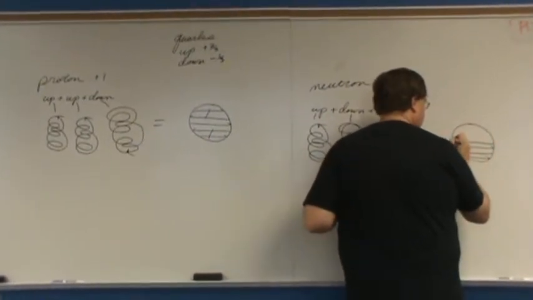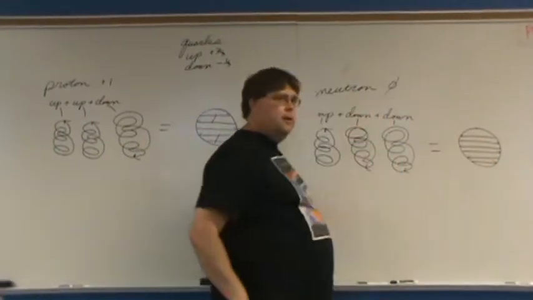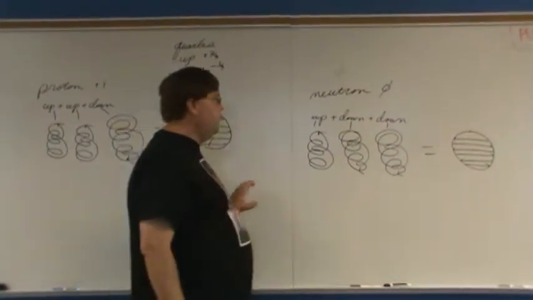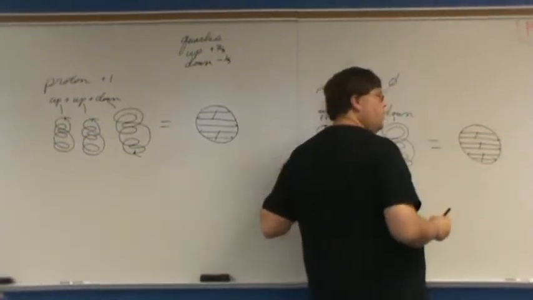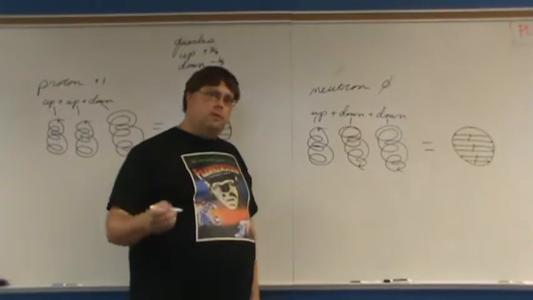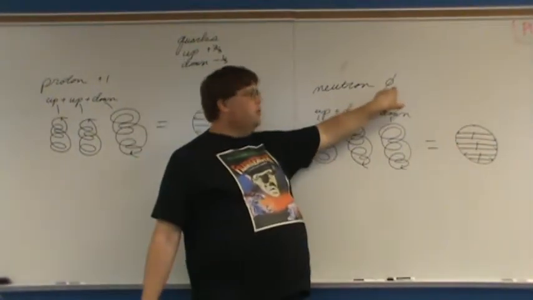The neutron's going to look very similar, except it's got an extra band. Okay? Because of that, we have now paired up this one and this one. There is no net momentum vector for a neutron. That means that that is a null charge.